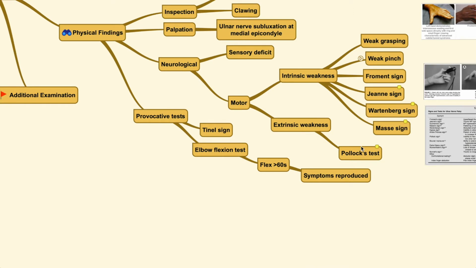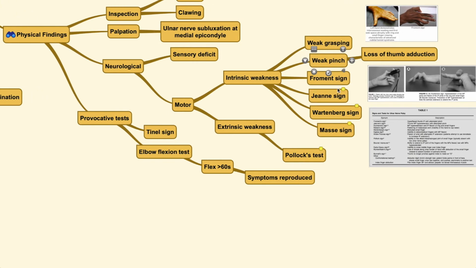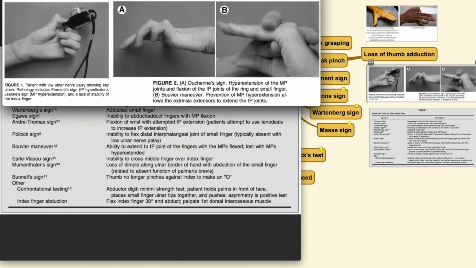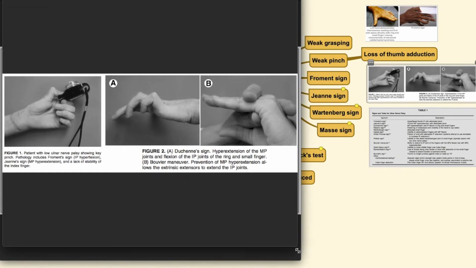And so after I do a Pollock's test to confirm an extrinsic weakness, I usually continue with a physical exam to determine any intrinsic weakness. Now, intrinsic weakness is very interesting because a lot of muscles are in the hand, and so there are many types of physical exam tests that could be done to detect whether or not there is an intrinsic weakness, and it includes weak grasping, weak pinching, Froment sign, Jeanne sign, Wartenberg sign, and even Mass sign. And one of the easiest ones I found is the Froment sign and also the Jeanne sign.